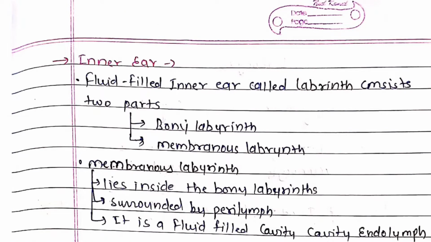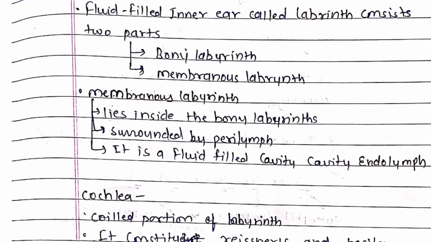Next we have the inner ear. The fluid filled inner ear is called the labyrinth and it consists of two parts, bony labyrinth and membranous labyrinth. So the inner ear has two parts, bony labyrinth and membranous labyrinth. Next we talk about the membranous labyrinth.